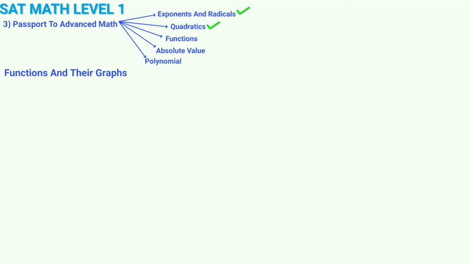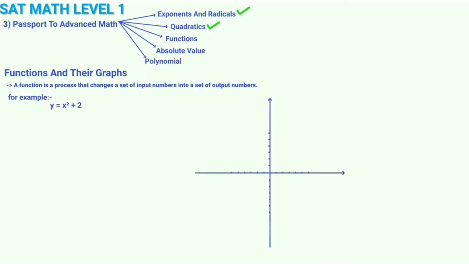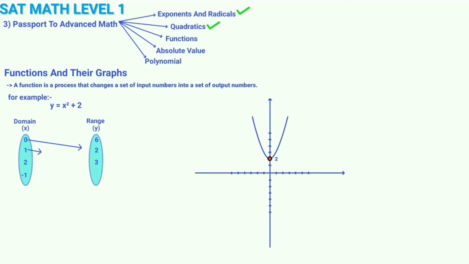Quadratics is done. Functions and their graphs. Topic 3. What is a function? A function is a process that changes a set of input numbers into a set of output numbers. For example, y is equal to x squared plus 2. We have this graph. This is the domain and the range is this. The association between x and y is called a relation from x to y.